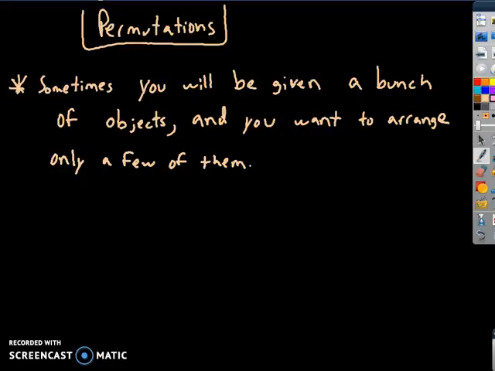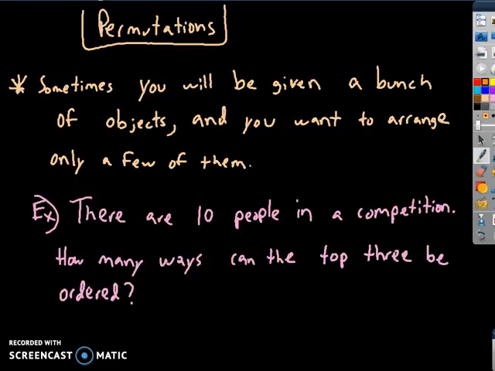All right, so this video is about permutations, and we're going to talk about that in just a minute. But let's first talk about when they're useful. Sometimes you'll be given a bunch of objects and you want to arrange only a few of the objects. For example, there are 10 people in a competition. How many ways can the top 3 be ordered?